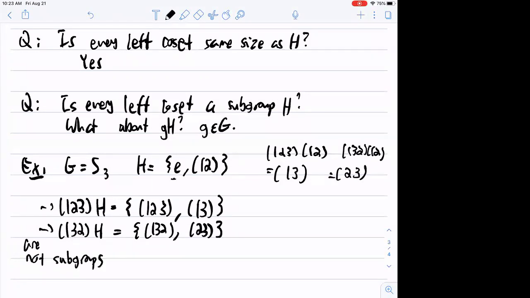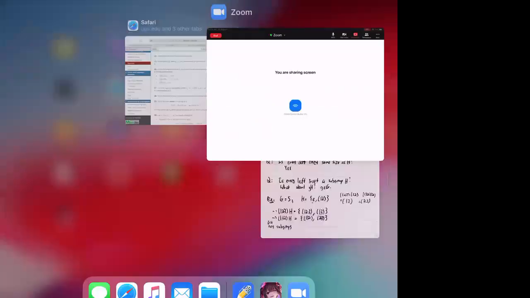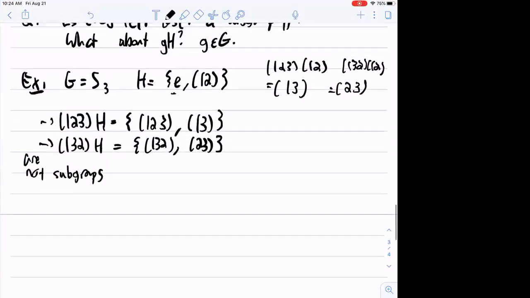So be careful. It cannot be a subgroup because quite frankly, they don't have the identity element. Think about it. They must be disjoint from H, and H has the identity. So it's not possible for the other cosets to be a subgroup. Okay. Is everyone clear so far?